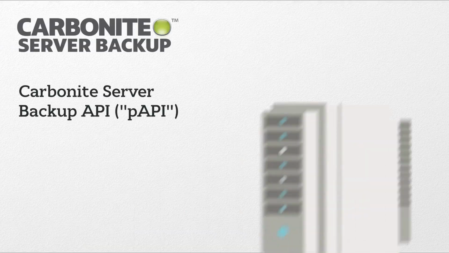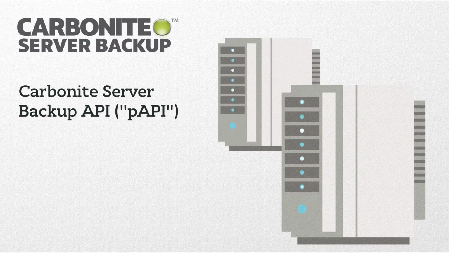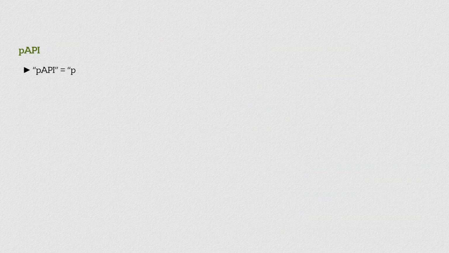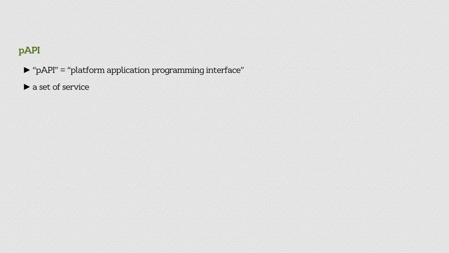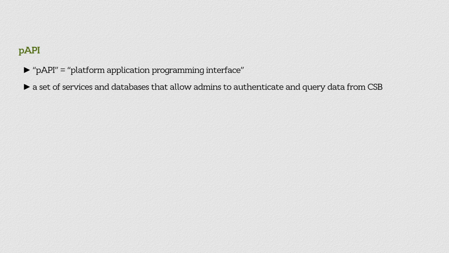In this video, we'll introduce an integral component to Carbonite Server Backup called pAPI. The acronym pAPI stands for Platform Application Programming Interface, and it's a set of services and databases that create the necessary structure to allow admins to authenticate and query all kinds of data from their CSB environment in real time.